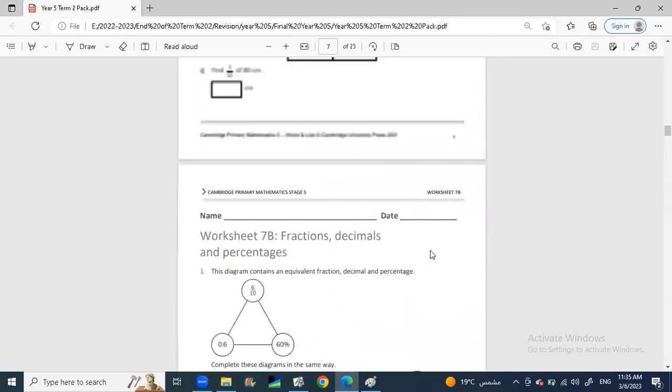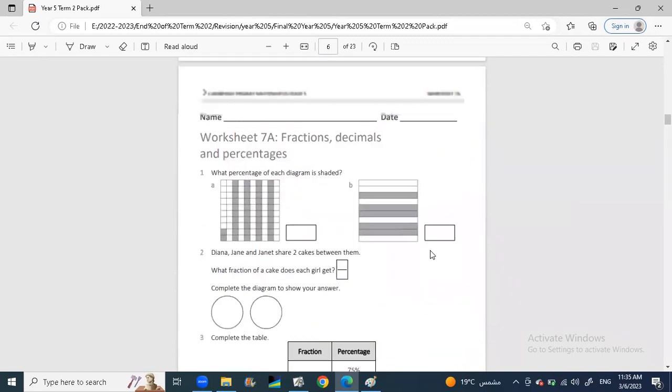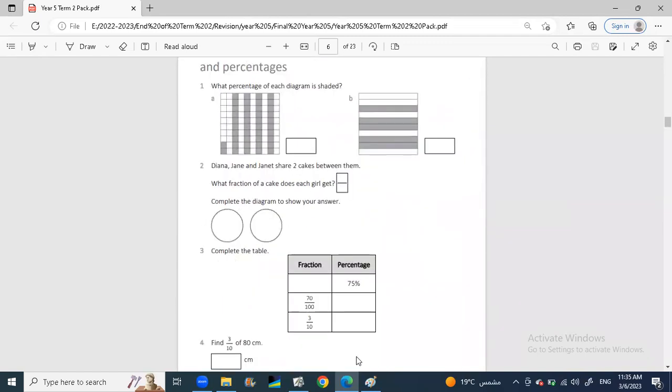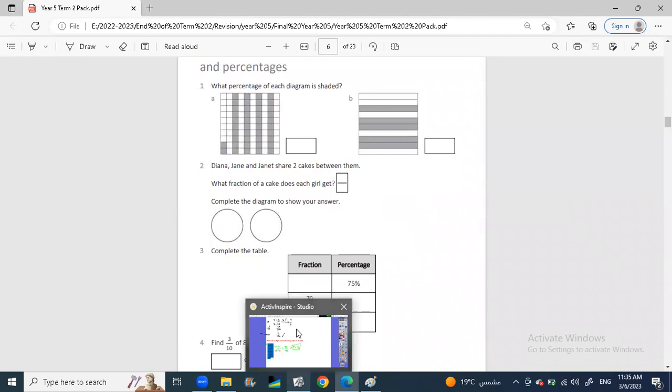Okay, we're going to stop here. I'm going to go back to the things that we haven't covered yet, which is question number 2. How can we do this question?